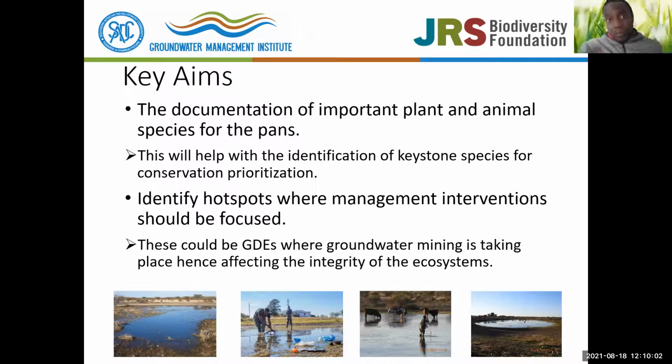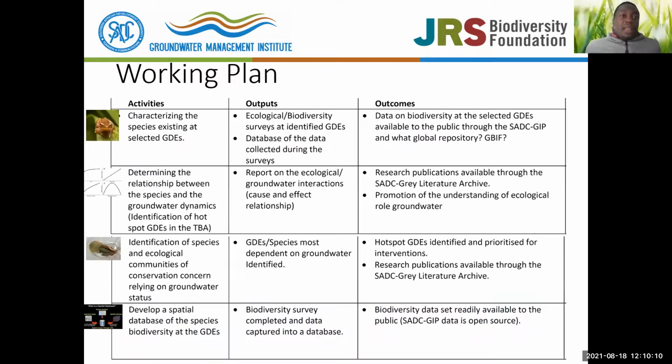So for this component, we have 3 students, 1 PhD and 2 MSc students. And then if you look at the working plan, this table is just trying to highlight the activity, outputs, and expected outcomes for the different components, for the different activity aims that we intend to do.